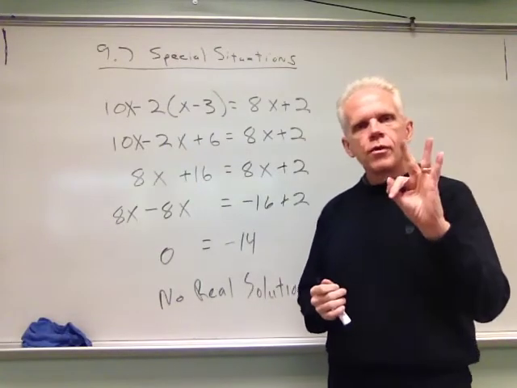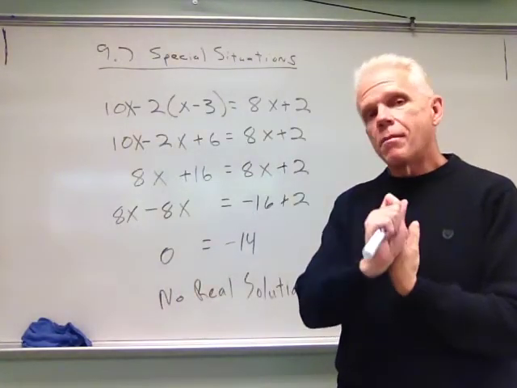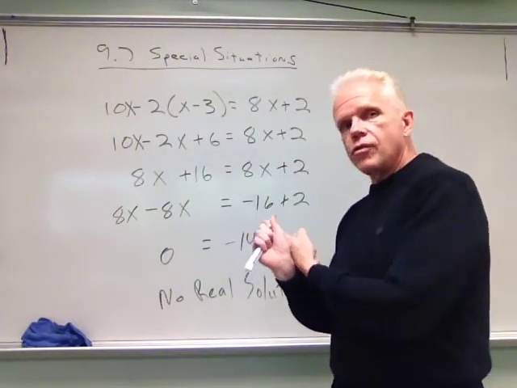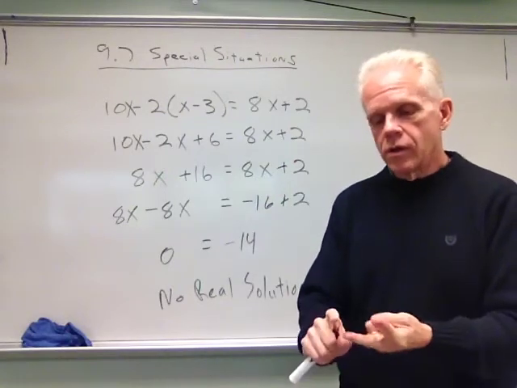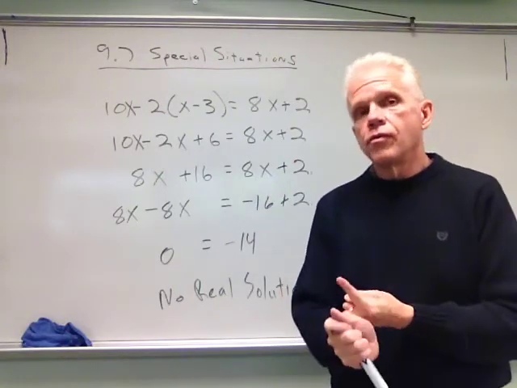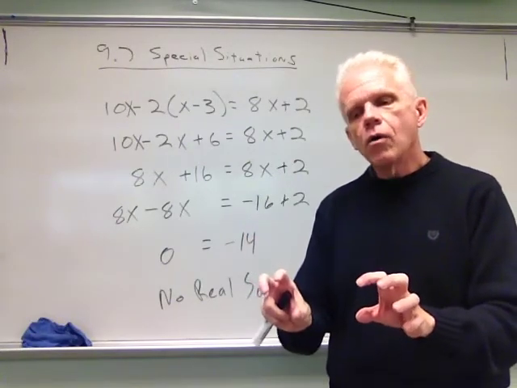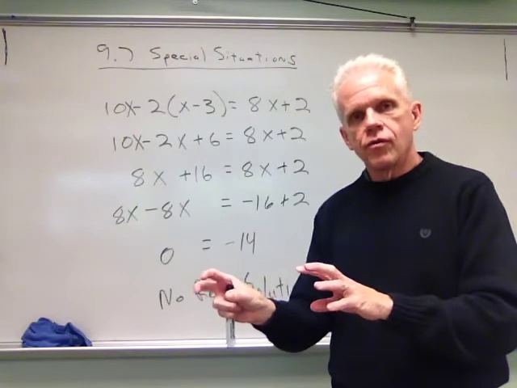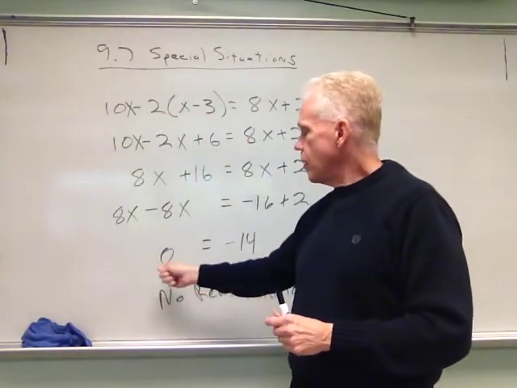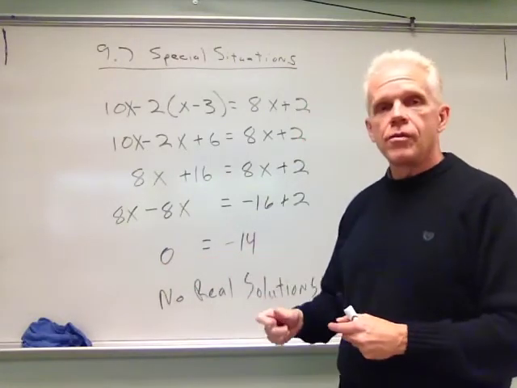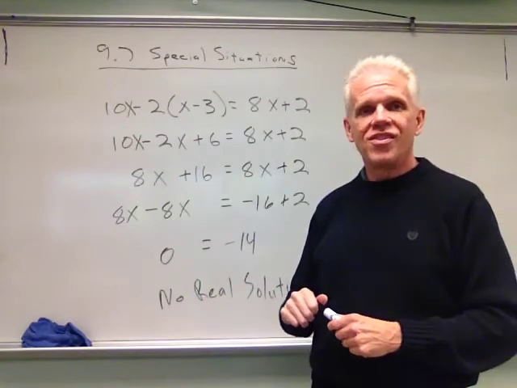All right, so 3 special situations we looked at very quickly. We looked at how to clear fractions by multiplying everything in the equation by the least common denominator of the fractions that were there. We looked at when we work our equation down and end up with 0 equals 0. Oh, all real numbers are solutions. And then in this last one, we worked our equation down to 0 equals something besides 0, which is not true. So there are no solutions to the equation.